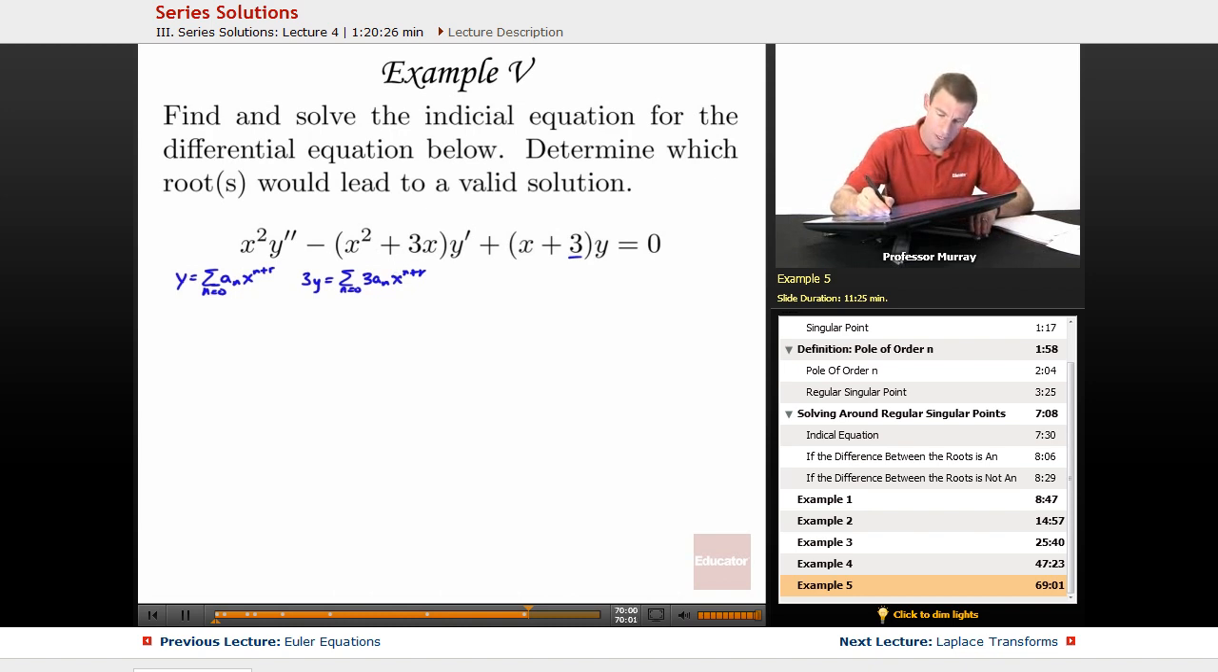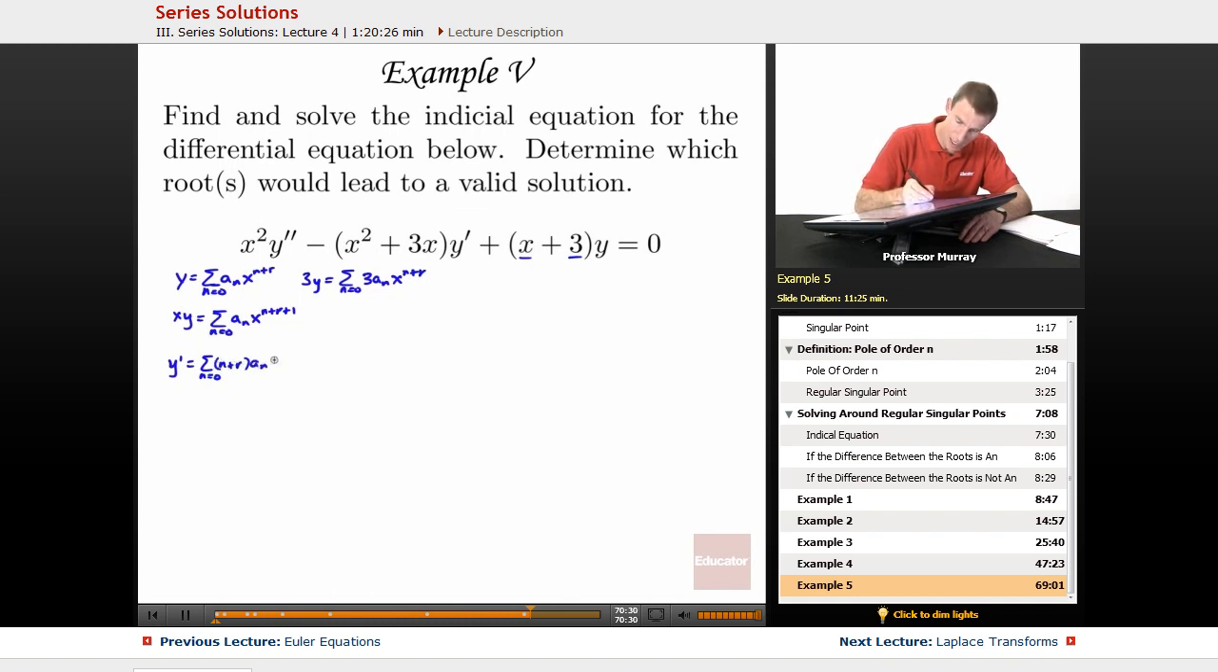And then we're going to have an x times y. So x times y is the sum from n equals 0. That just bumps it up by a power of x, so a_n x to the n plus r plus 1. And now let's figure out y prime. Y prime is the sum, again, from n equals 0 of n plus r times a_n times x to the n plus r minus 1.